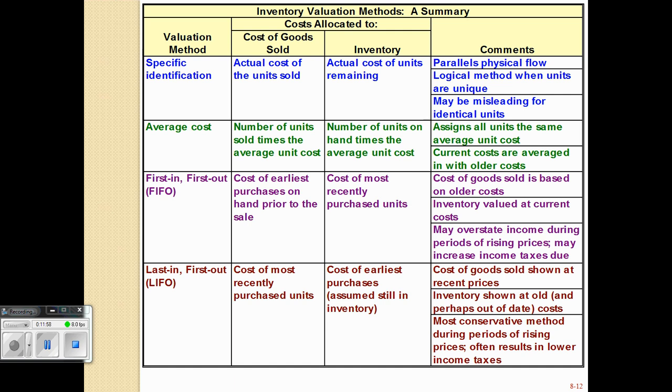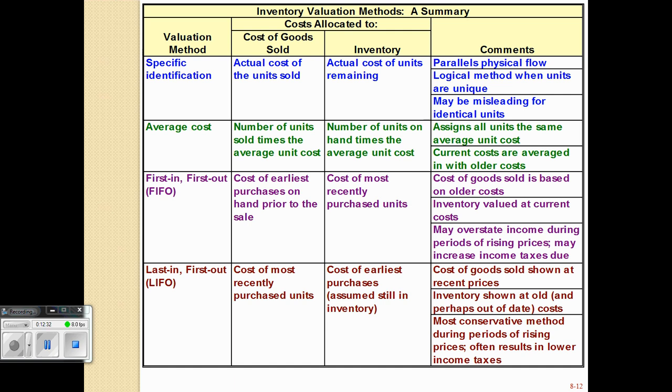That's why they did not use FIFO a lot back in the 70s and 80s, because prices were going up rather quickly, about 1% a month at their peak. So what they did back then is use LIFO, because notice the comment for LIFO: it's the most conservative method during periods of rising prices and often results in lower income tax, because what you're showing as cost of goods sold is those most recent items that were purchased, those most recent items purchased at the highest price.